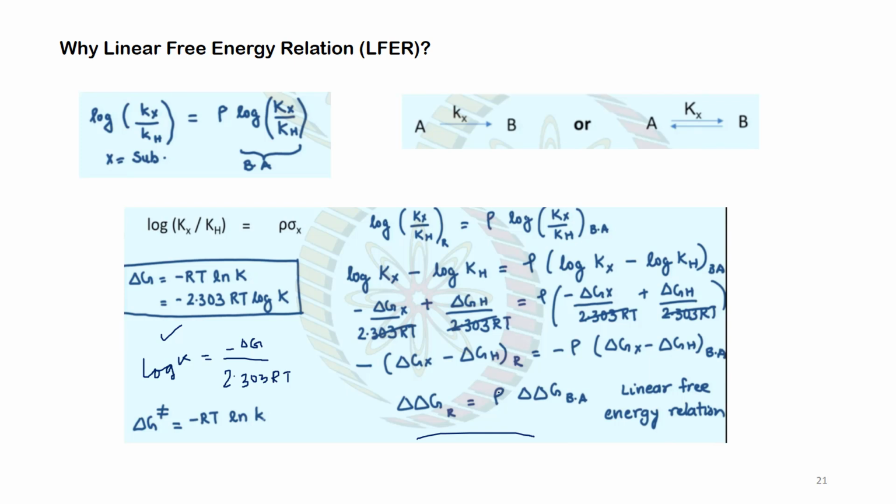That is, here the free energy of an unknown reaction is correlating with the free energy difference of benzoic acid through the value of rho. So whatever value we got in case of benzoic acid, if we multiply it by the rho value, we can get the free energy difference of our desired reaction.